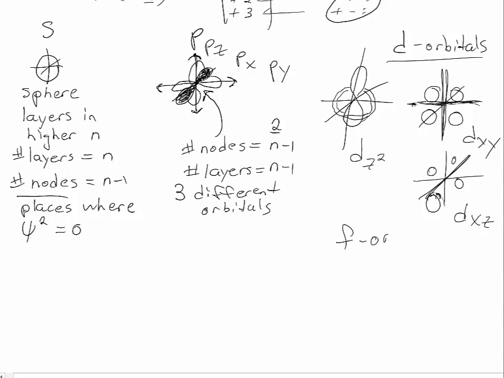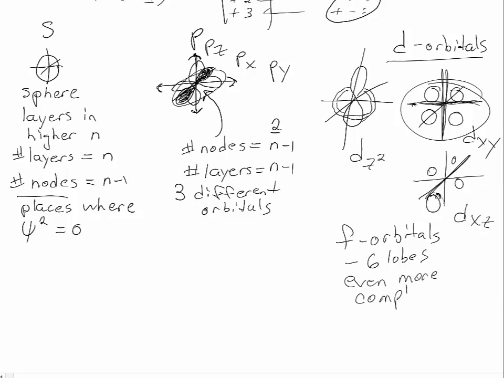Finally, the f orbitals are going to start to appear like the d orbitals, but they have even more lobes. So the p orbitals had 2 lobes, the d orbitals had 4 lobes, the f orbitals are going to have 6 lobes in general, and they have even more complicated shapes. Thinking more about the shapes of the f orbitals and even of the d orbitals are really beyond the scope of Chem 1211 and Chem 1212.